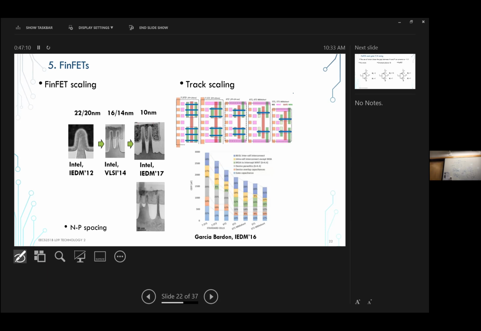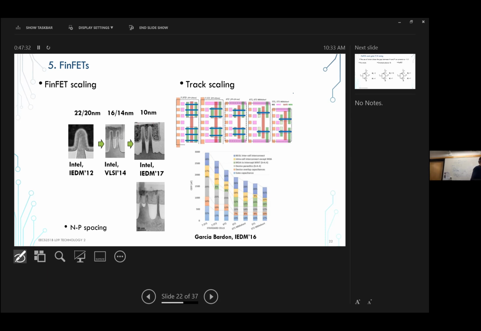What is 7.5? Where does this come from? In general, standard cells have been made to be an integer number of tracks tall. That makes sense because we want to maximize the amount of routes that we can route over a standard cell.